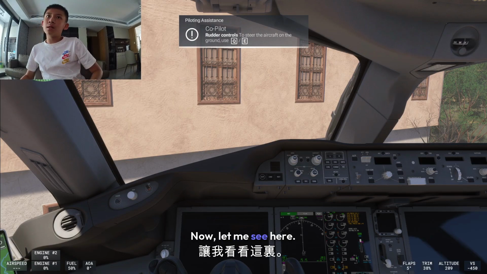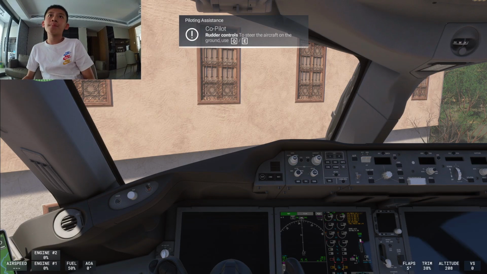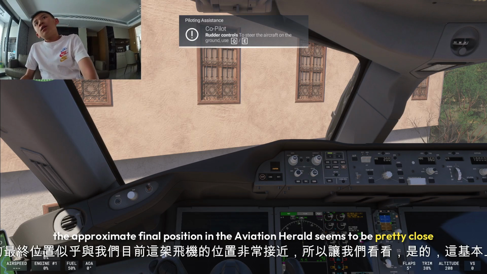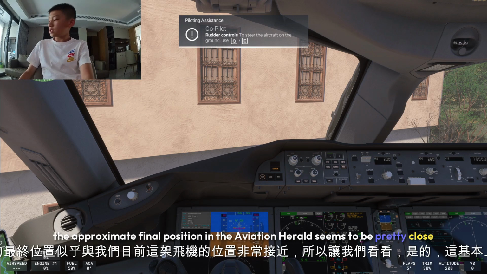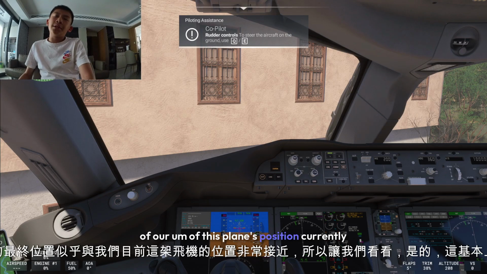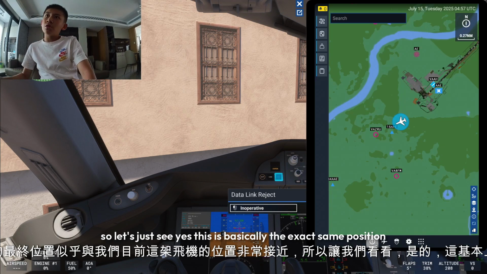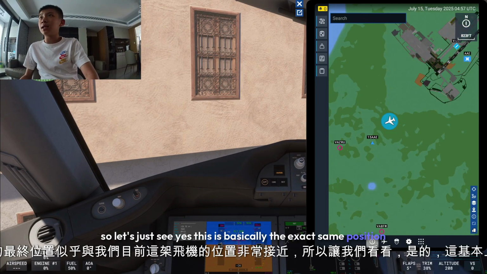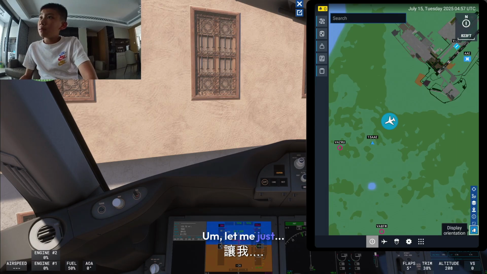Now, let me see here. The approximate final position in the Aviation Herald seems to be pretty close to this plane's position currently. So let's just see. Yes, this is basically the exact same position. Let me just, do we have settings?